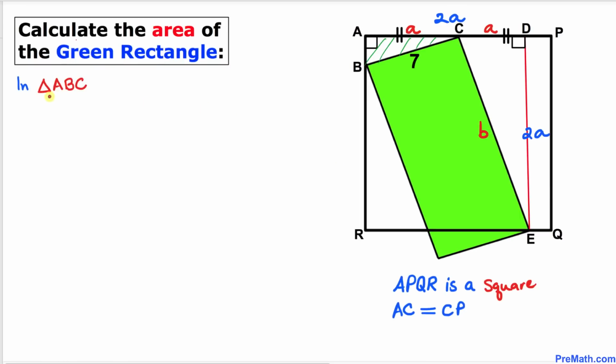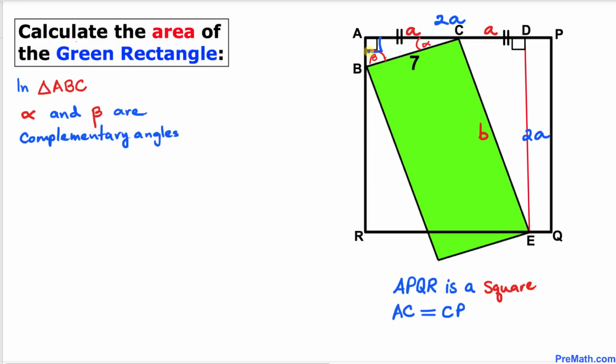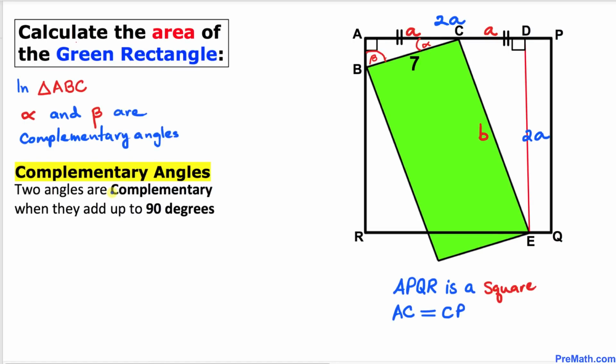And here's our next step. Let's focus on this triangle ABC, the shaded one over here. This angle I am going to call alpha, and this angle I am going to call beta. And since this angle A is 90 degrees, alpha and beta are going to be complementary angles. And here's the definition of complementary angles. Two angles are complementary if they add up to 90 degrees. So these alpha and beta would add up to 90 degrees, and this angle is 90 degrees as well. So the sum of the angles of any triangle must be 180 degrees.